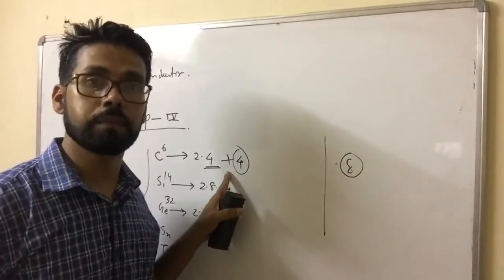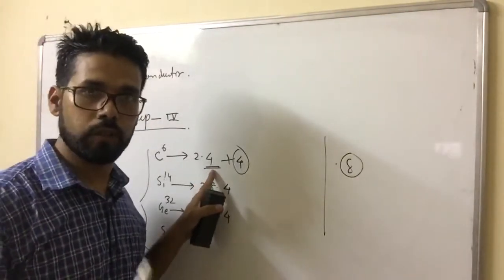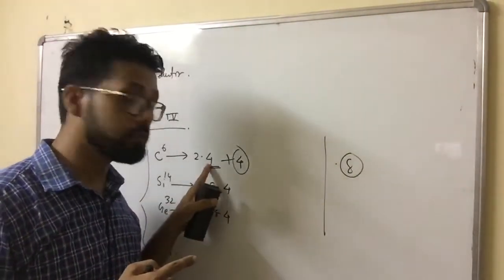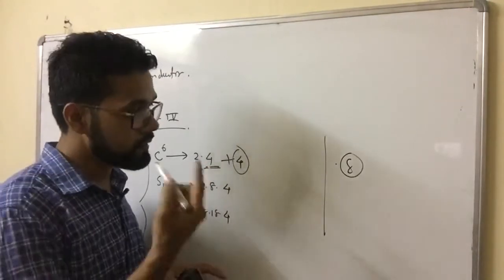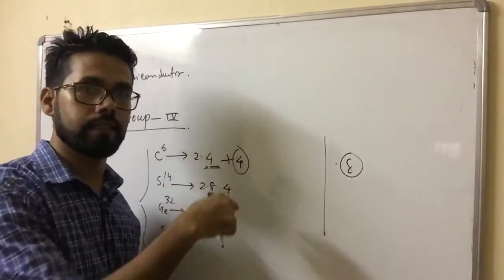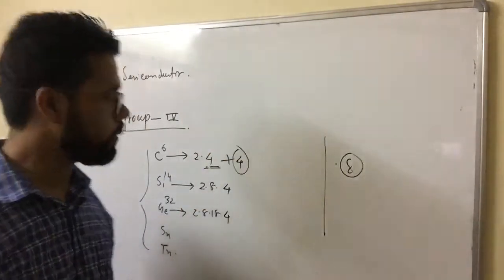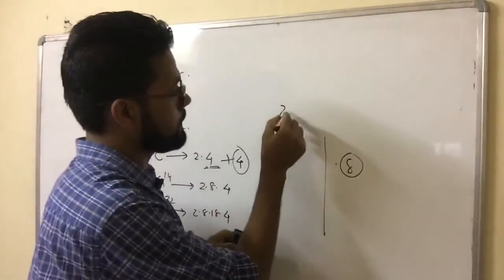Half fill orbit means 50% of the electrons are already there. So it should be 8, but we already have 4 in the structure. Then we have to borrow electrons from other atoms. Now, what happens if it is less than half fill?